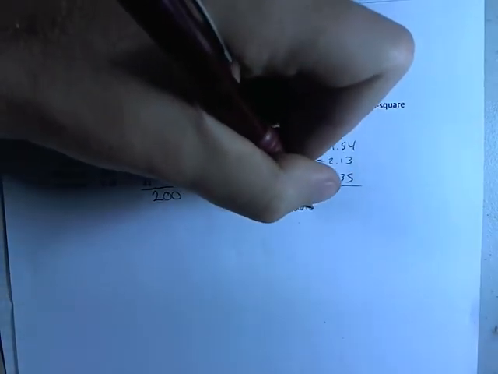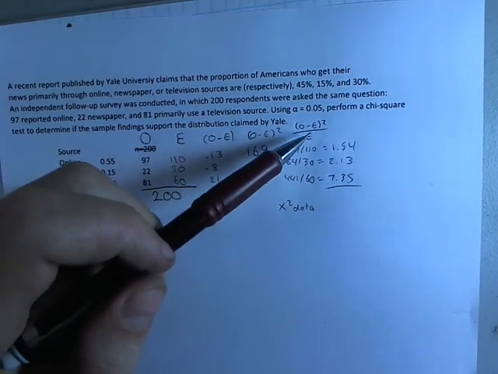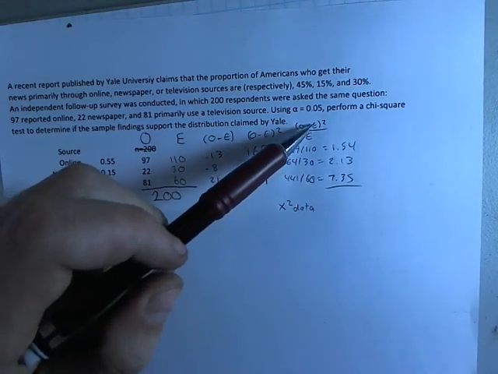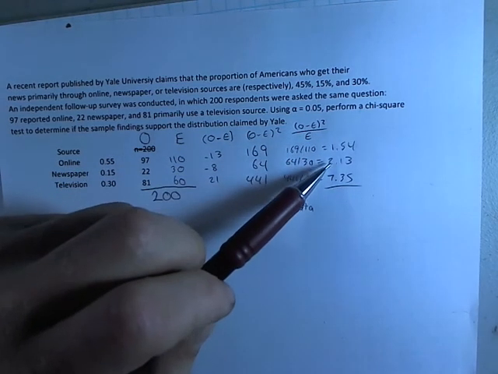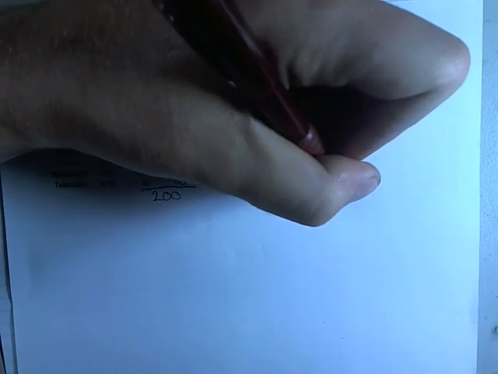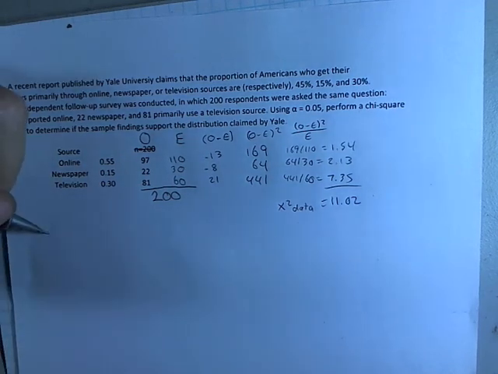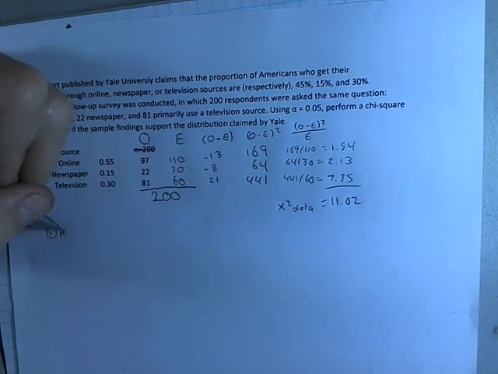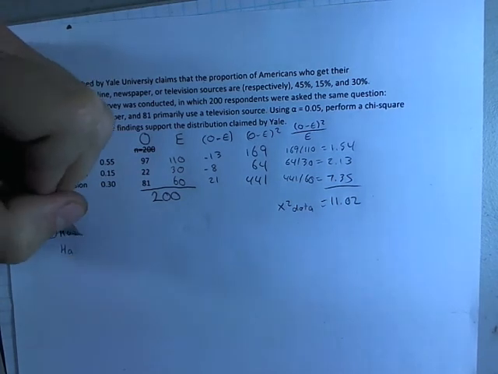The final step in computing our data value is to sum up all of these squared differences divided by expected values. So 1.54 plus 2.13 plus 7.35 is 11.02. So that's our chi-square data value. Knowing that, let's go ahead and set up and perform our hypothesis test.